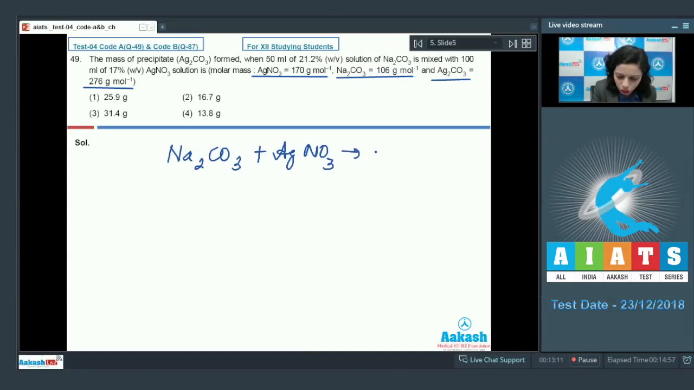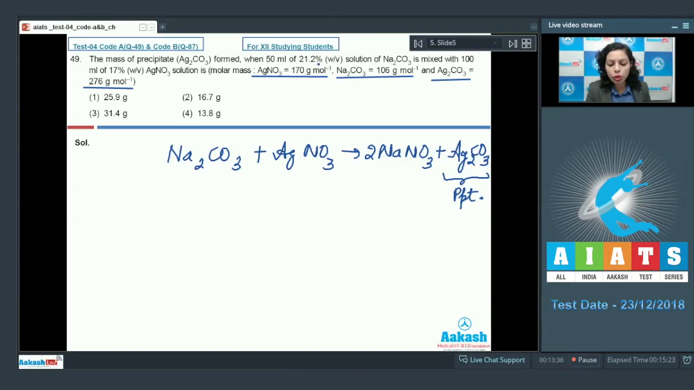The reaction will take place to form NaNO3 in the solution and the precipitate of Ag2CO3. This is basically the precipitate that you will obtain. Now, you want to find the mass of precipitate formed when 50 ml of 21.2% weight by weight Na2CO3 is used. So let's find out the amount of this Na2CO3. This is 21.2% weight by volume. And what is the volume here? It is 50 ml. Let me mark it here. This is 50 ml, 21.2%.